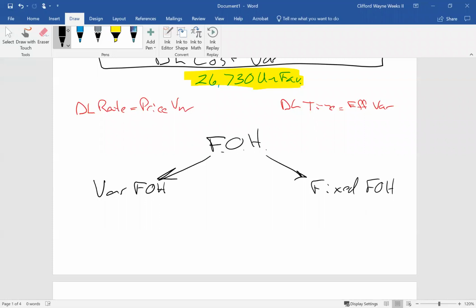If you think about examples of variable factory overhead, probably the easiest one is utilities, because the more units we make, the more time we're going to be in the factory, and the more we're going to run our machines, therefore the more variable costs. But we can control that. We can control the number of lights that are on.